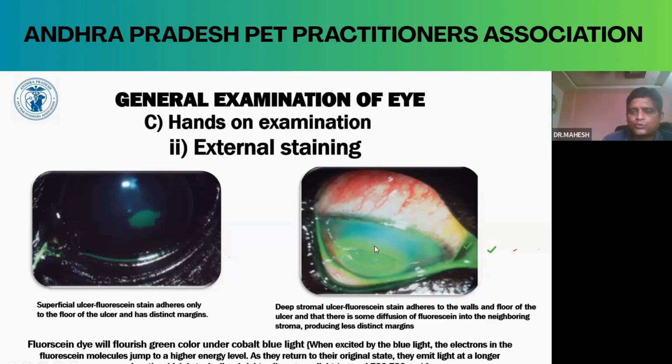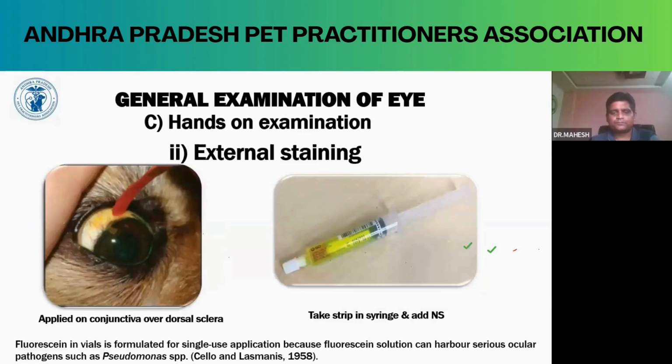Whereas in the case of the deep stromal ulcer, the fluorescein will spread to the margins, as well as diffuse from the margins like this. This is spreading as well to the floor. Here you can clearly see a depth-like thing, and the margins are not as clear as in the superficial ulcer. You can clearly notice the diffusion of the dye from the margins towards the eyeball and also towards the floor. This is the difference between the superficial and the deep corneal ulcers.